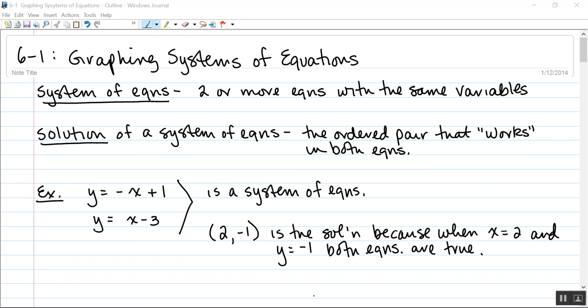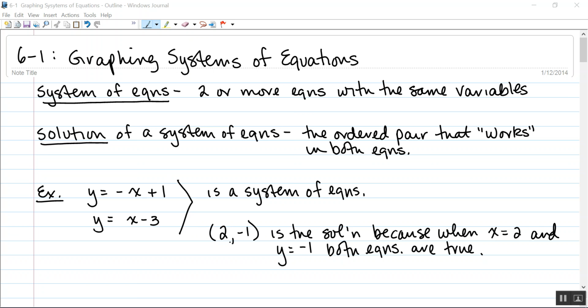Section 6.1 is on graphing systems of equations. A system of equations is two or more equations with the same variables. The solution to a system of equations is that ordered pair that works in both equations. For example, here we have two equations, y equals negative x plus 1 and y equals x minus 3. These considered together are called a system of equations.